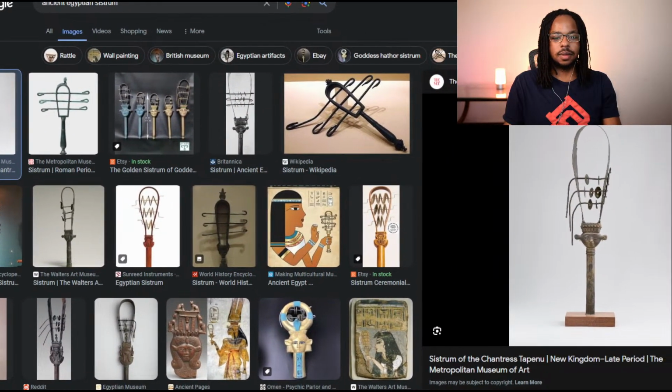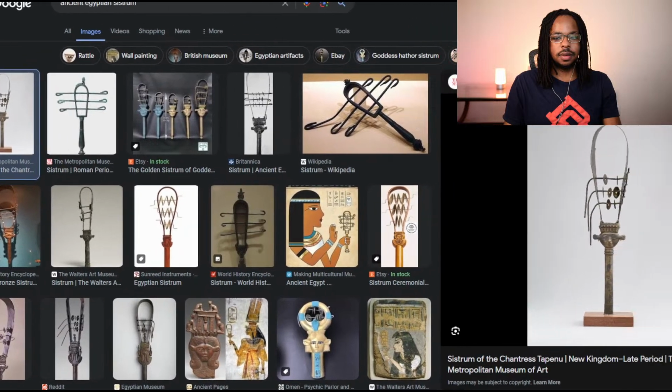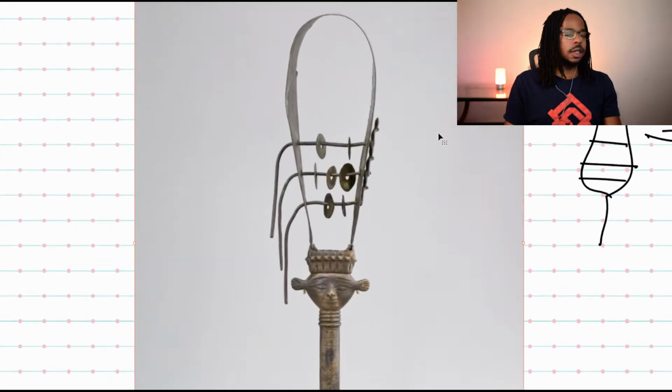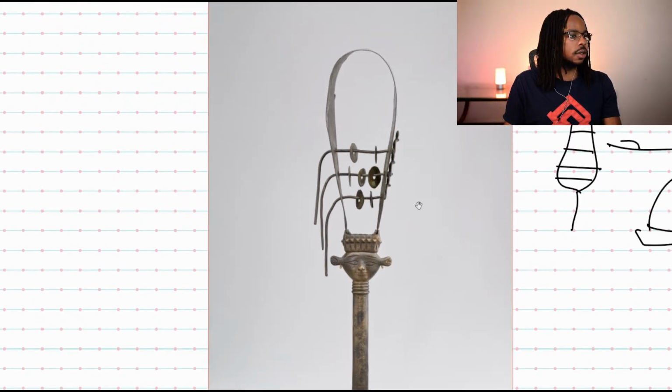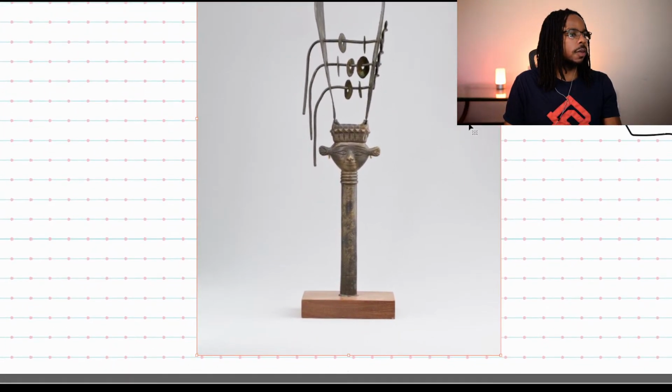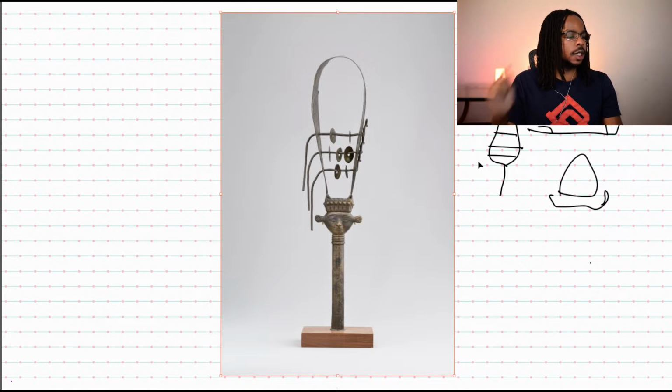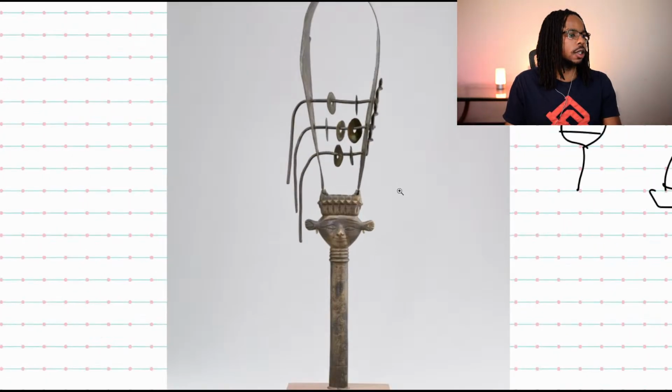Looks like one of those little counters you have in the doctor's office for little kids. It does. But this is, yeah, this is a sistrum. It's a musical tool, kind of like, not a maraca, but you shake it and it makes a sound, and it's been used in different religious ceremonies in ancient Egypt.